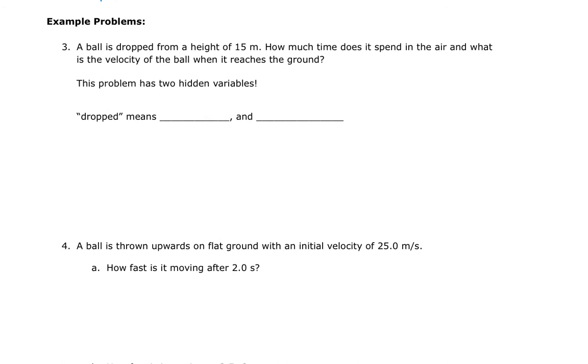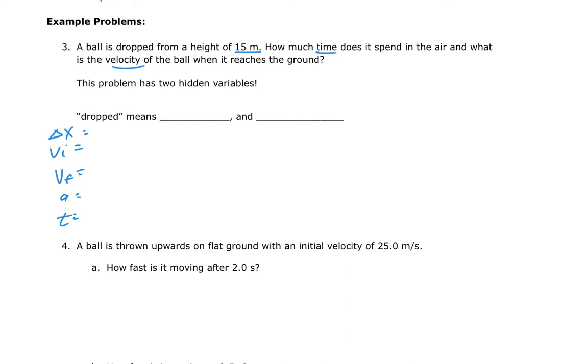And we're going to do these problems just the way that we've done the rest of the problems in this unit. The first thing we're going to do is list out all of our variables. So for this problem, which I haven't even read yet, and I don't even need to because I know I have to list out my variables, I'm going to list those out. And then let's go ahead and read this. A ball is dropped from a height of 15 meters. How much time does it spend in the air? And what is the velocity of the ball when it reaches the ground?